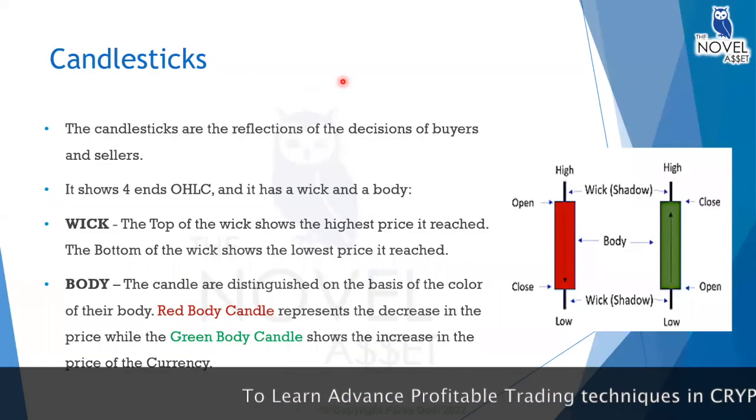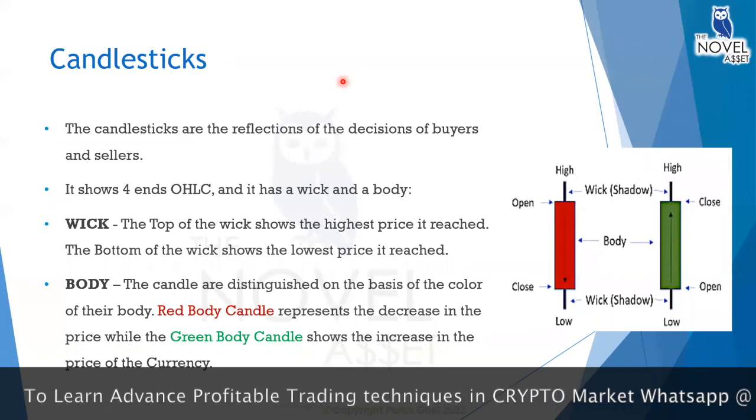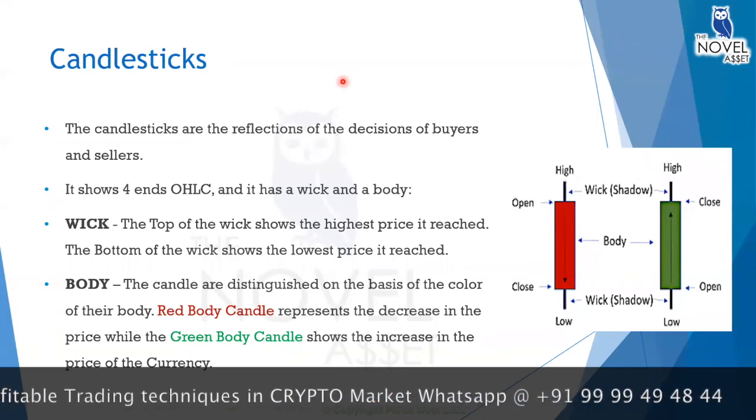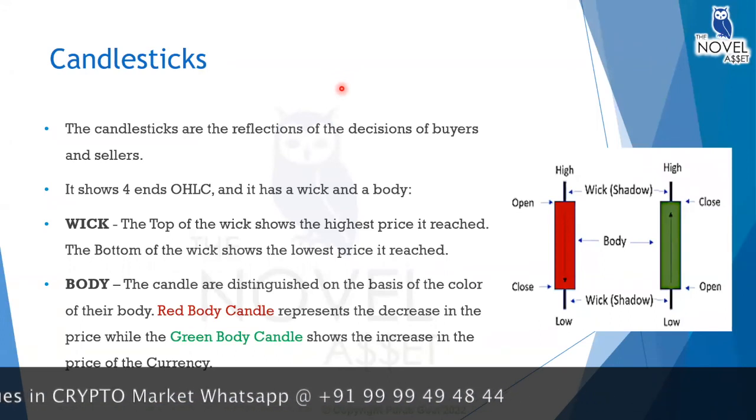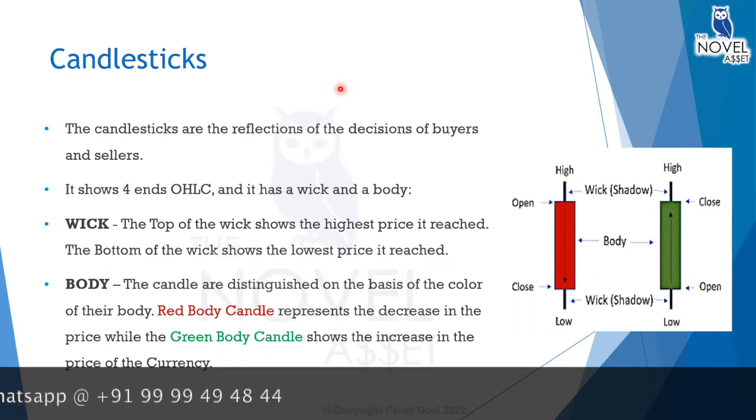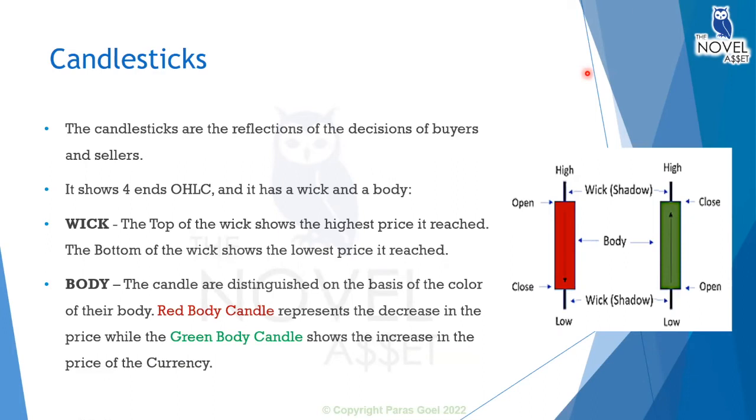Now, the candlesticks. Out of all the charts, we are going to use the candlestick chart mostly. See, every other trader has a different perspective. Some use bar charts, some use Fibonacci charts. Okay, but the majority of traders use the candlestick chart. So once we understand the candlestick chart, what we are learning over here is that candlesticks are the reflections of the decisions of buyers and sellers.